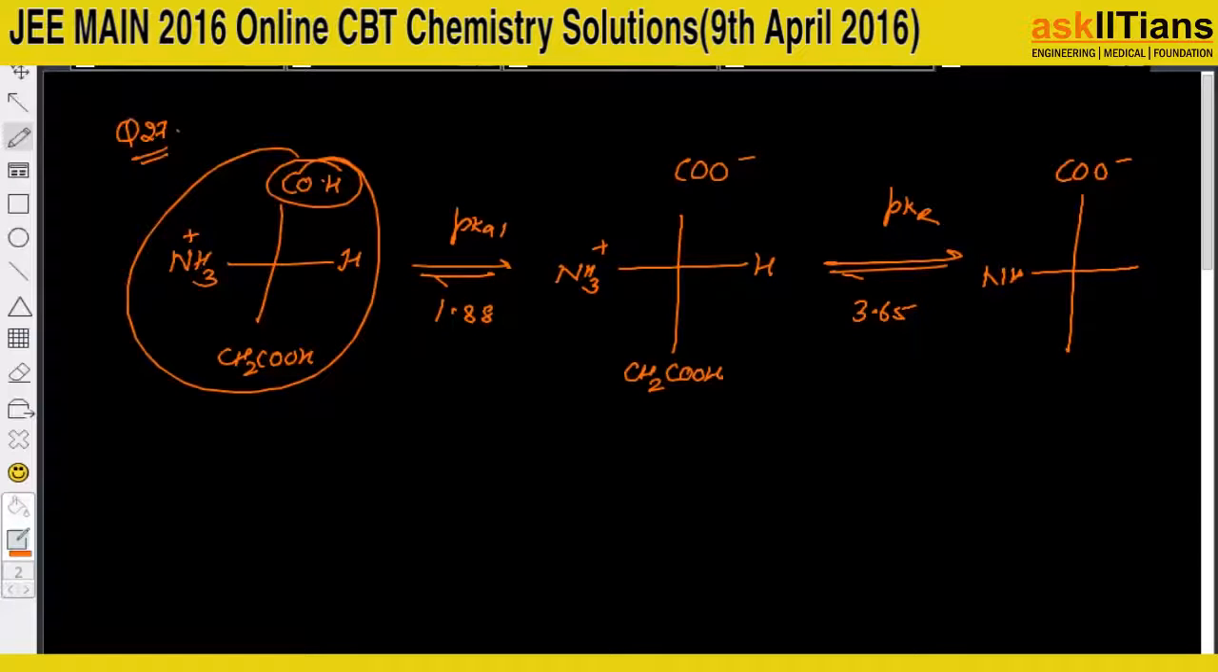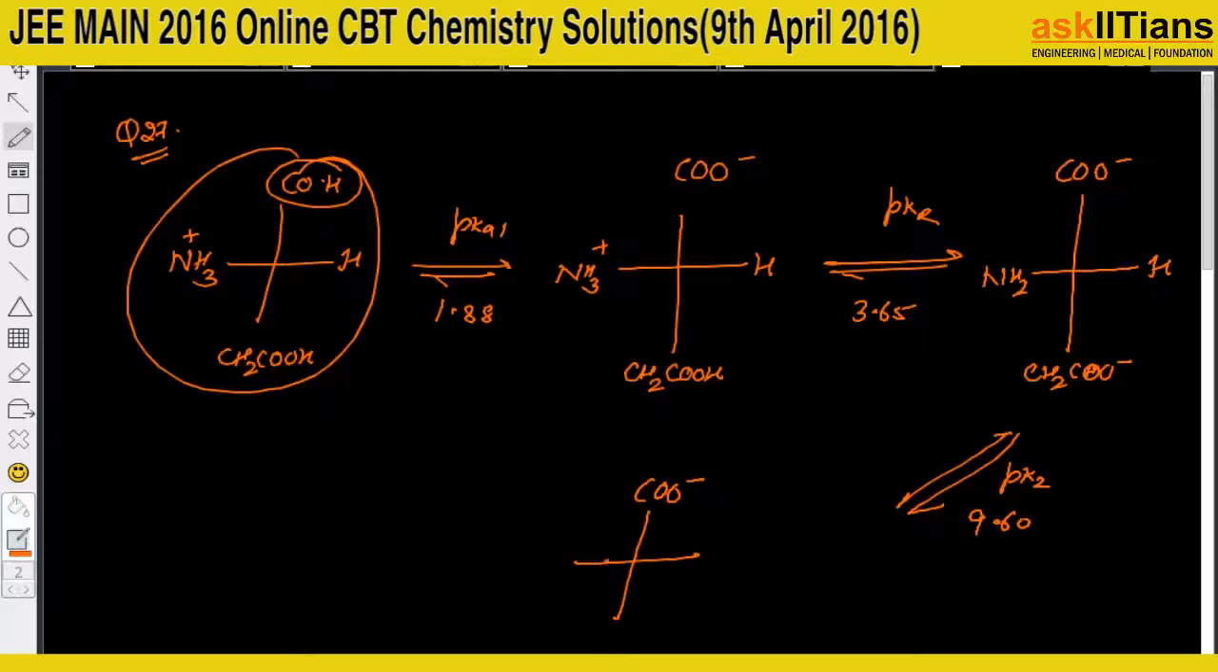Then you have NH2, then you have H, and then you have CH2COO minus. Finally, you have been given the pK2, which is 9.60, and it has been given to us as COO minus. Then you have NH3 plus, H, and CH2COO minus.